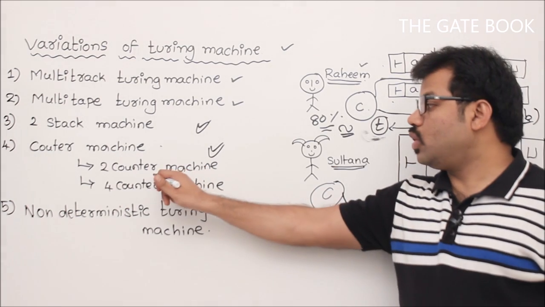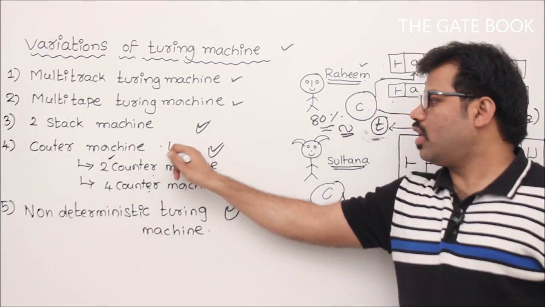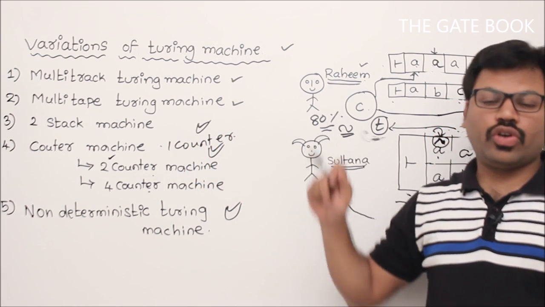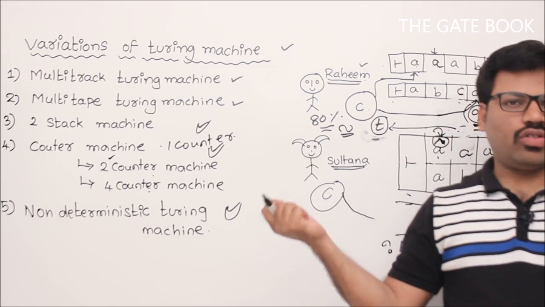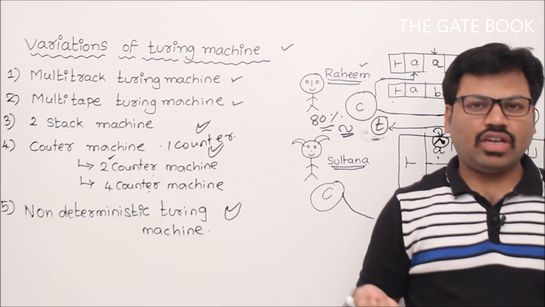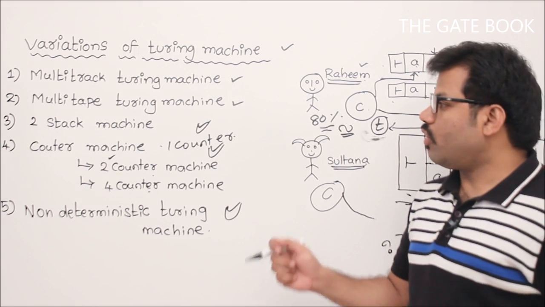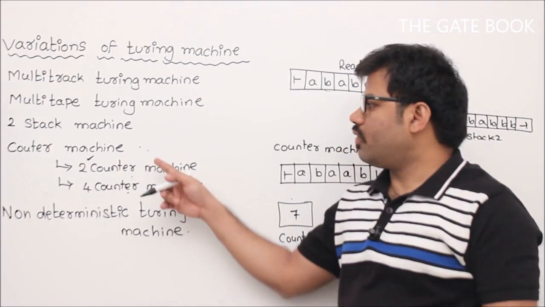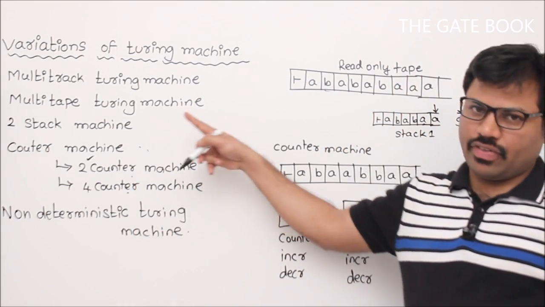Especially in counter machine, 2 counter and 4 counter, like at least 2 counter. If you have only 1 counter, remember one thing, such machine is not equivalent to your Turing machine. Okay, so apart from that, if you have 2 counter, 3 counter, 4 counter, everything, so they will be equivalent to your basic Turing machine. Okay, you remember them. Now I am going to define each and every machine, right? Now we'll see two-stack machine first. After that we'll see counter machine and non-deterministic Turing machine. Let me begin with two-stack machine definition.